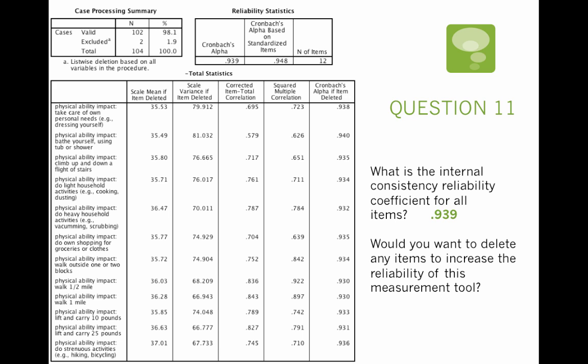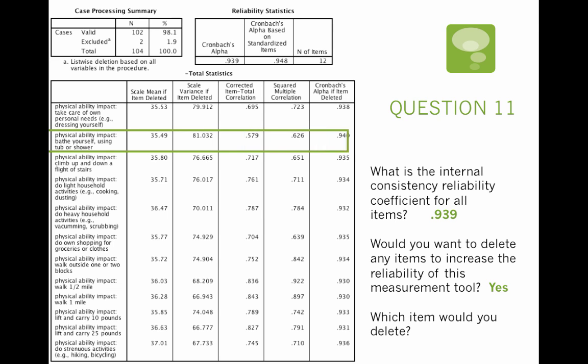What about bathing yourself using tub or shower? If we deleted this item, our Cronbach's alpha would increase to 0.940. Huh, look at that. That's a good thing. So do we have any other items that if we deleted it, our Cronbach's alpha would increase? Nope. So in this case, the only item would be bathing yourself using a tub or a shower.